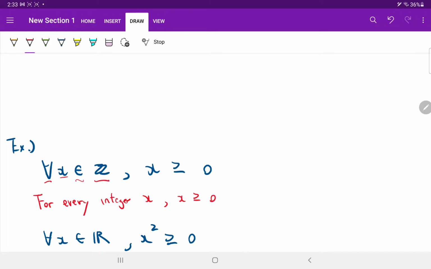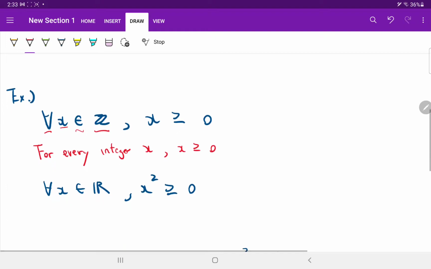So do you think this is true? Well, if you look at my previous video, integers are whole numbers that include all positive and negative. In this case, it must be false because -1 is an integer, right? Or -2 is an integer, but it's not bigger than 0. So therefore, this statement must be false.